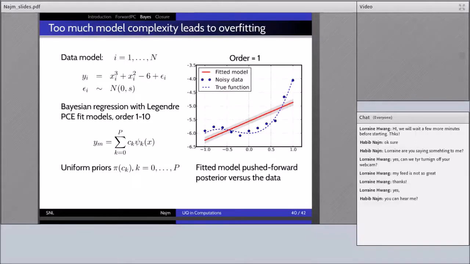Here we're generating data from a cubic model shown in blue. The data is these blue dots and the true model is dashed blue. Then we're fitting it with different models, and we're showing the fitted model with uncertainty on top of the data. We're going to look at fitting with different orders, going from first order and up, so higher and higher order polynomials. Clearly, order one is not a great fit to the data. Order two is a little bit better. Order three is right on top of it.